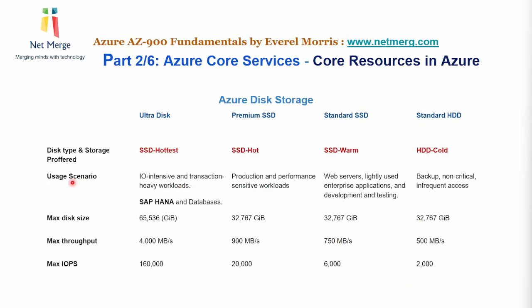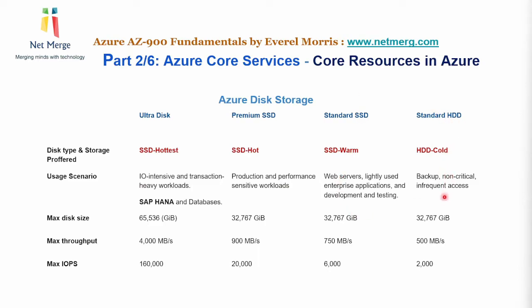Now here are the different usage scenarios. You would use Ultra Disk for ultra high intensive transactions and heavy workloads such as your database. Similarly, you would use your hot SSD for production work and performance sensitive workloads. You use the SSD warm for your web servers, lightly used enterprise applications, and development and testing. So if you're faced with a situation as to what disk you should use for development and testing, it's your warm SSD, Standard SSD. You don't need Premium or Ultra Disk for testing.